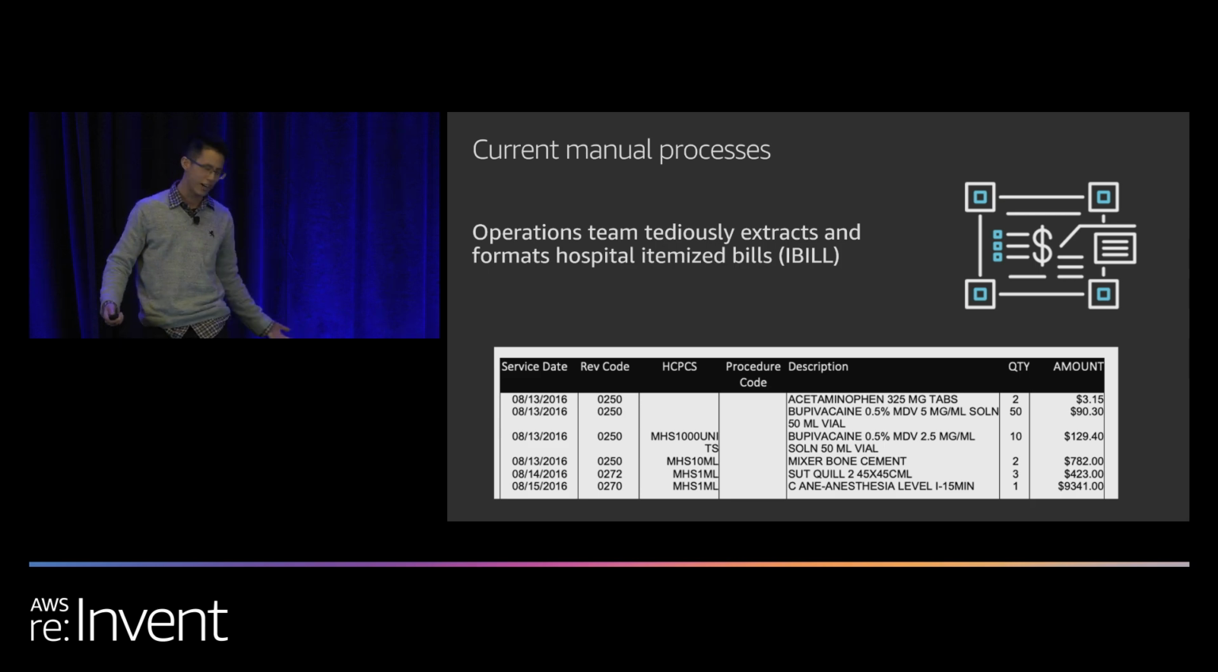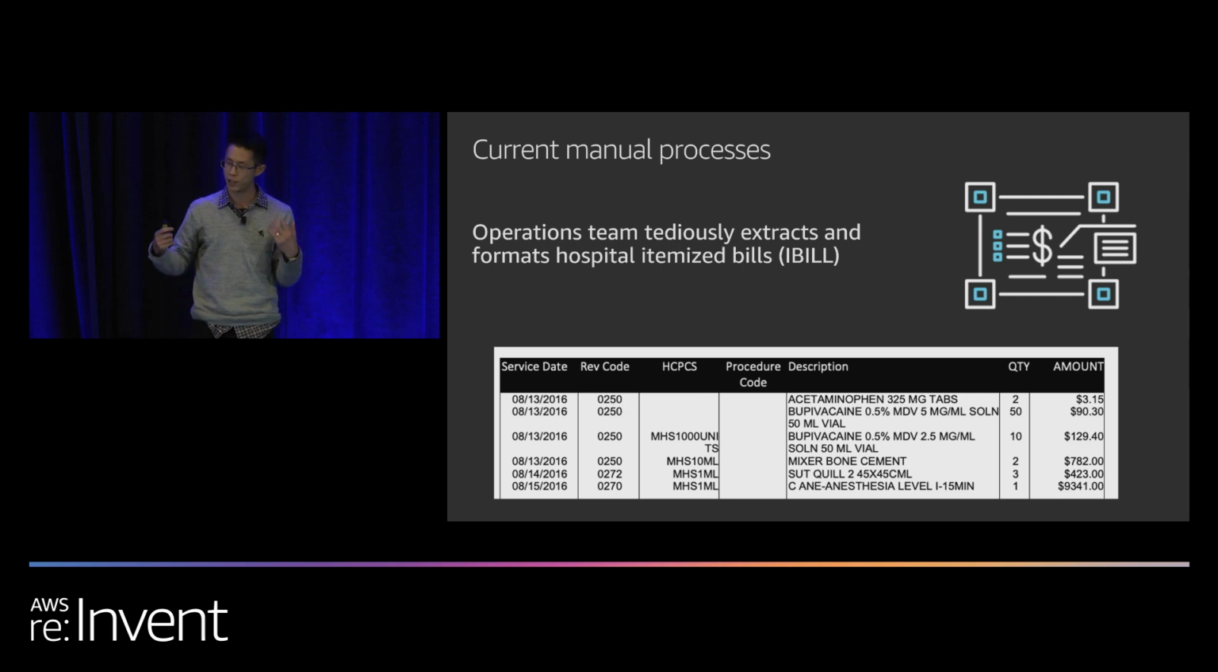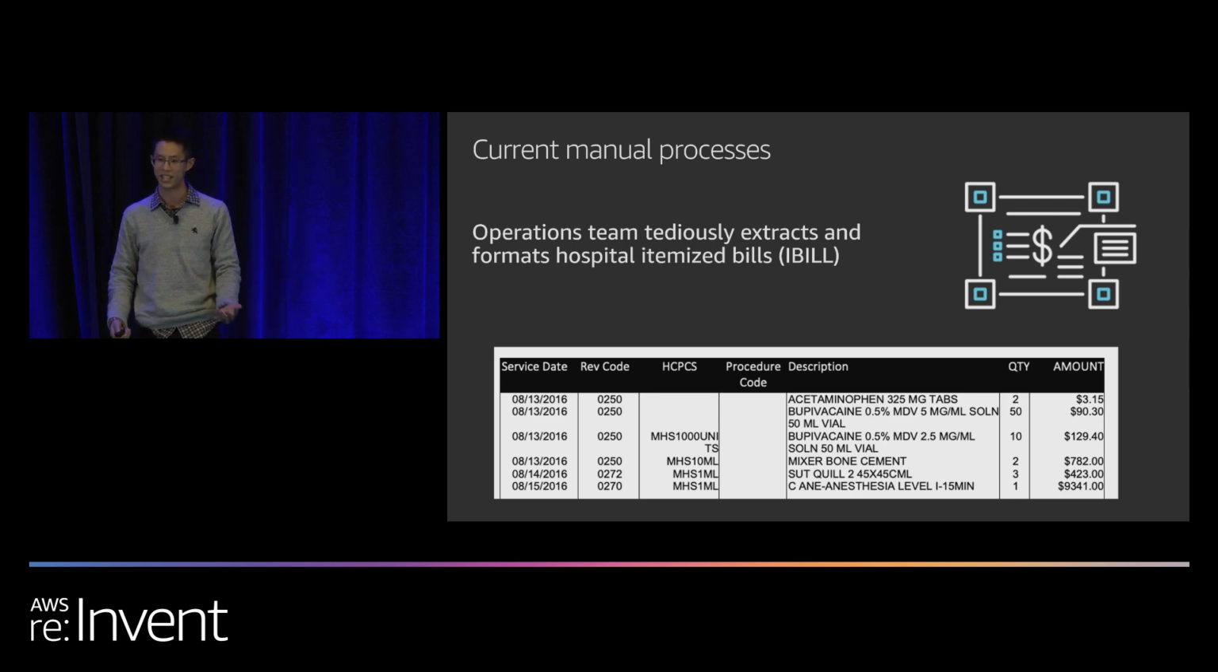If any OCR errors come up, they get to fix that too. They have such a backlog that there's even a process: if you want your iBill extracted expedited, you have to go through a specialized process through them to get that done.